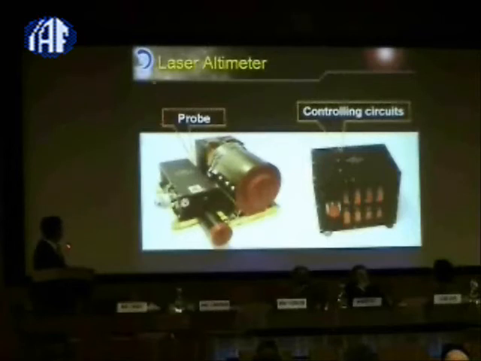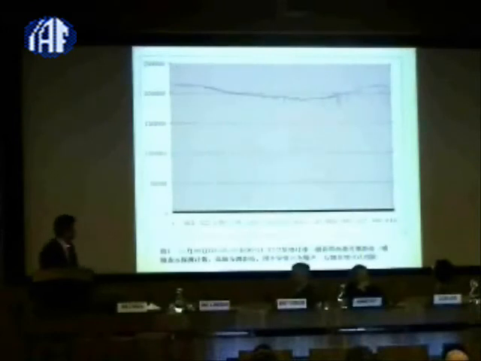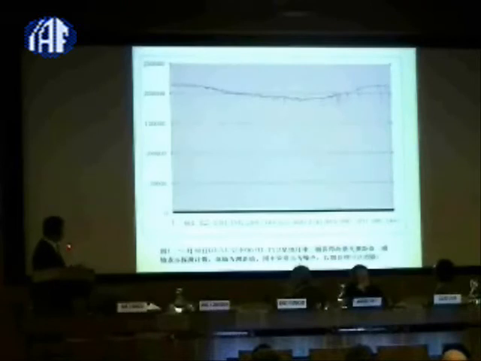This is the laser altimeter. We used it to measure the altitude of the moon crater. This is a typical measurement from the laser altimeter. You see, these are different curves. That means the altitude of the lunar surface, and this is not the real data that are measured. This is a typical curve of lunar laser altimeter data.